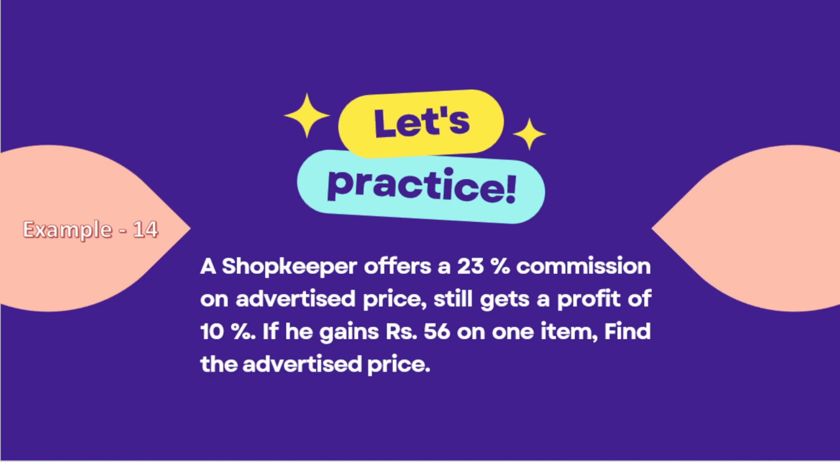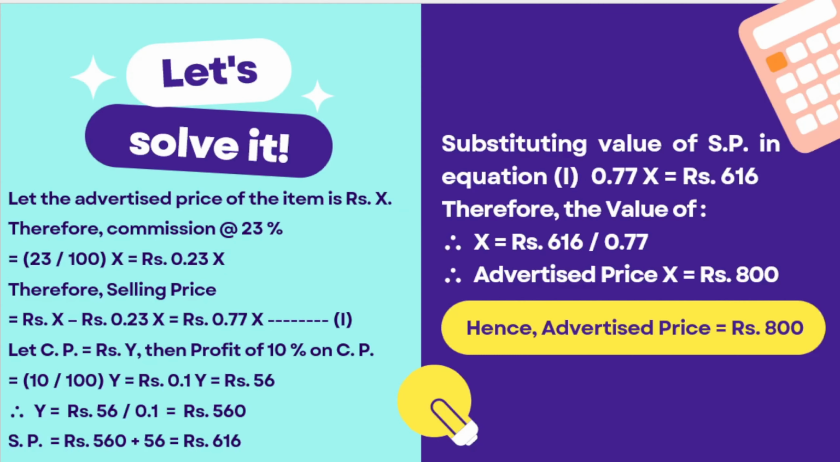It is given that a shopkeeper offers a 23% commission on advertised price, still gets a profit of 10%. If he gains rupees 56 on one item, then find the advertised price. Let us try to solve this example number 14. Solution to example 14. Let the advertised price of the item be rupees x.